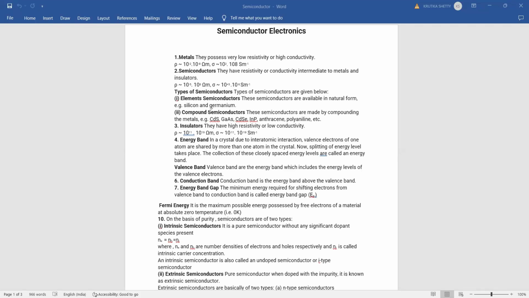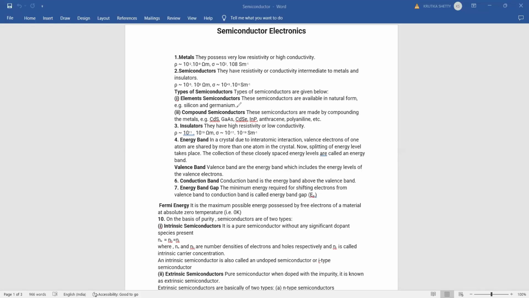The next one is the insulators. They have high resistivity or low conductivity. Those are called insulators. So we have completed the three types of materials: metals, semiconductors and insulators. The difference between metals and insulators is that metals have low resistivity and insulators have high resistivity. In metals we have high conductivity, and in insulators we have low conductivity.